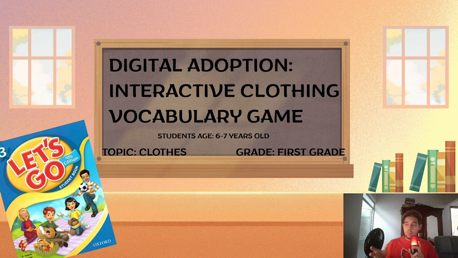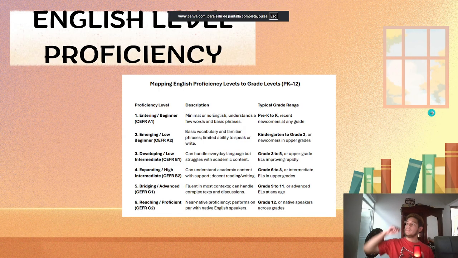So, for this project, this class, I'm building around the clothing topic that was introduced in my first midterm poster, and because of that, I am going to work with first grade. So, first grade, first point. And then we have to understand that students around that age are between 6 to 7 years old. So because they're 6 to 7 years old, we have to quickly move on to the point of English language proficiency.